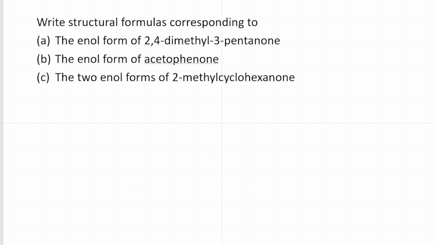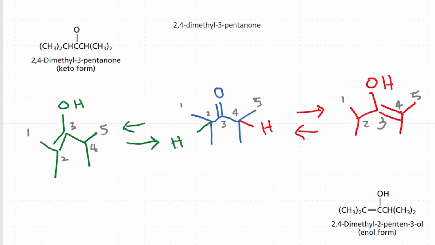The next question is, write the structural formulas corresponding to these three ketones. So let's look at them one by one. The first one is 2,4-dimethyl-3-pentanone. So I'm drawing out the structure of 2,4-dimethyl-3-pentanone over here, and this is the keto form of this compound.